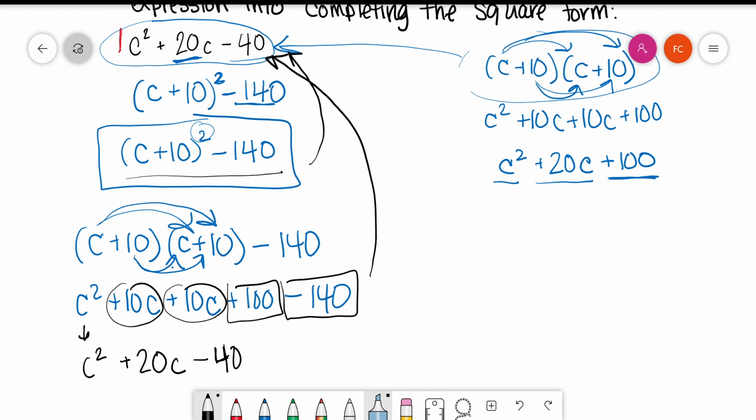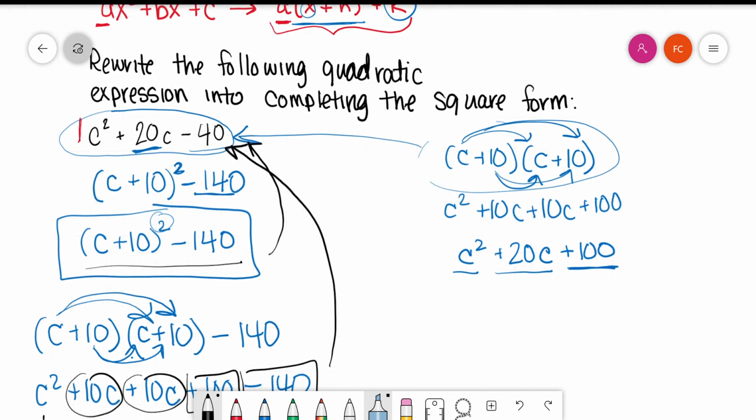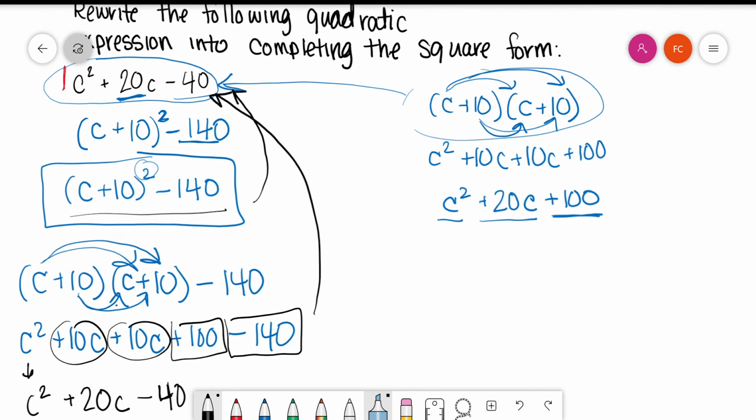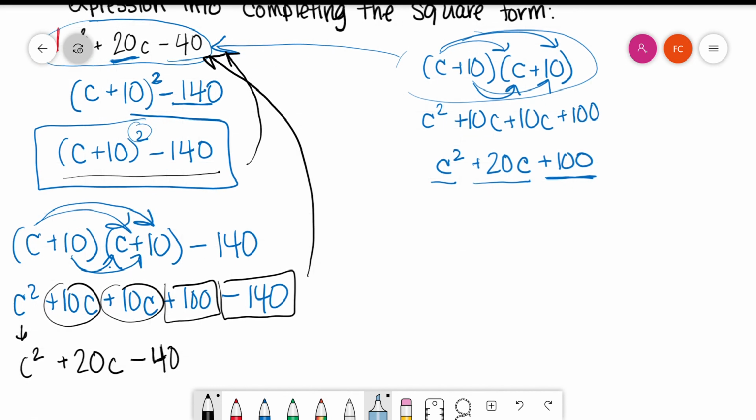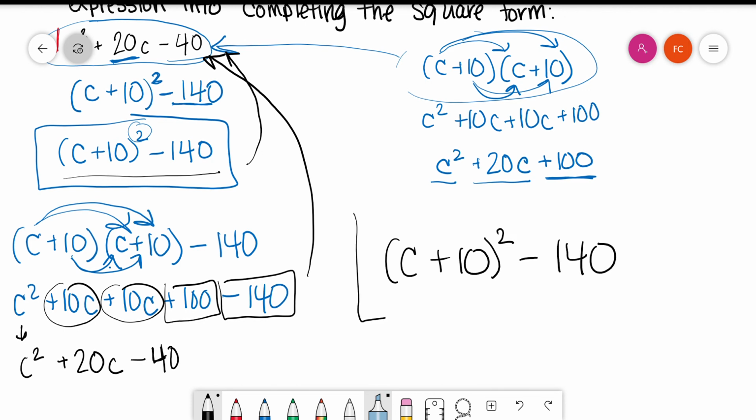So for our final answer, it said rewrite the following quadratic expression into completing the square form. So we're going to go from c squared plus 20c minus 40 to c plus 10 squared minus 140. That is the same exact expression in completing the square form.